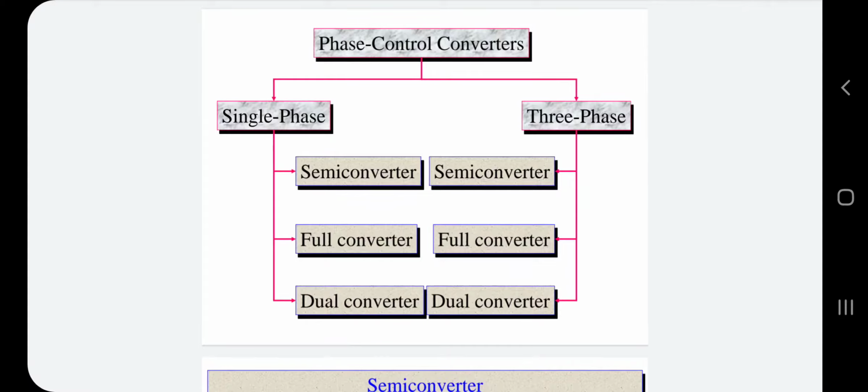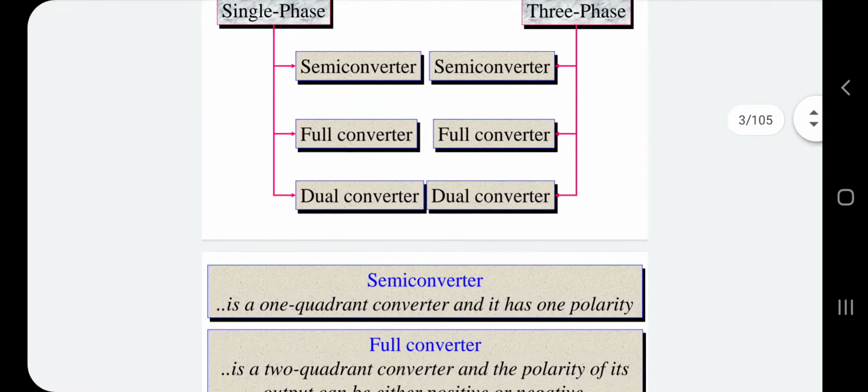if you see the types, one is related to single phase, one is related to three phase. Normally we are using half wave and full wave controlled converters, correct? So in this you will find that the semi converter is a type of full wave bridge converter. Here semi converter, full converter and dual converter, these are the three different types. Similar are the types for three phase supply.